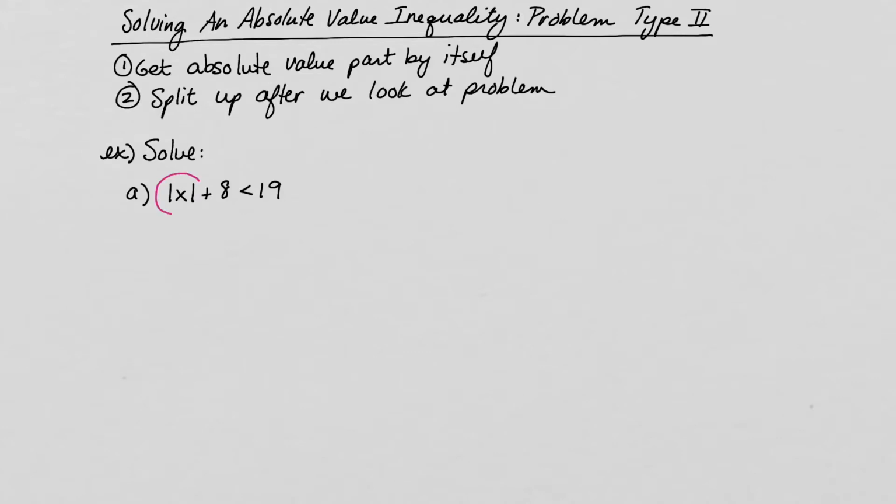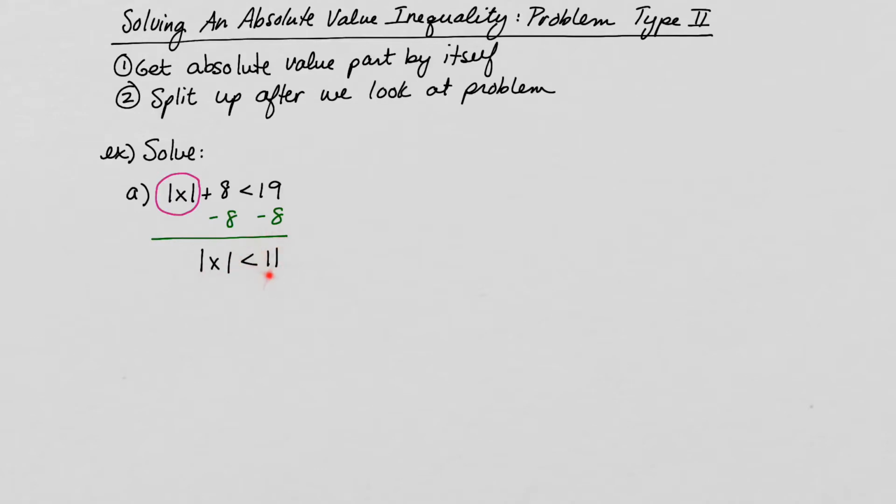So here's my absolute value part. That's the part that I want to get all by itself. So the first thing that I'm going to do is move this 8 to the other side. And the way that I'm going to do that is by subtracting 8 from both sides of the inequality. So now I have the absolute value of x is less than 11.